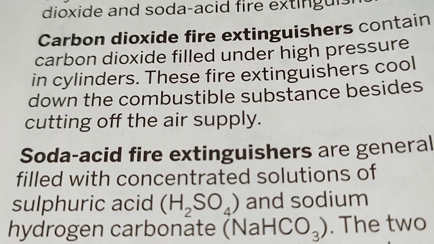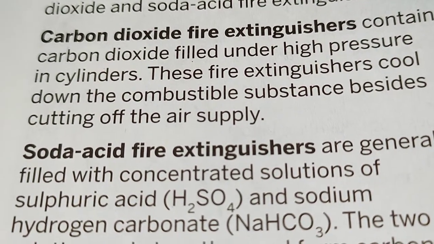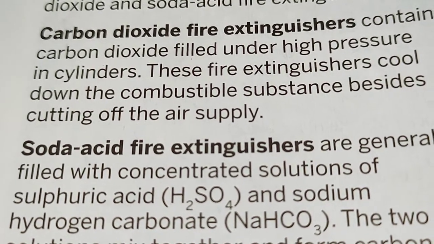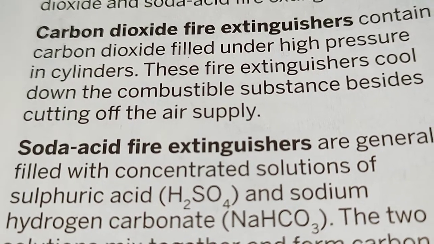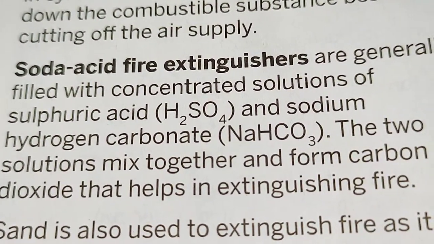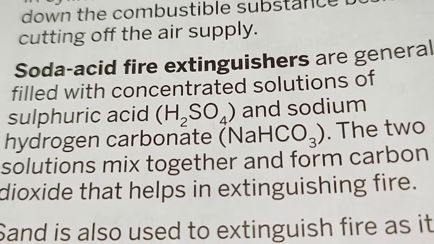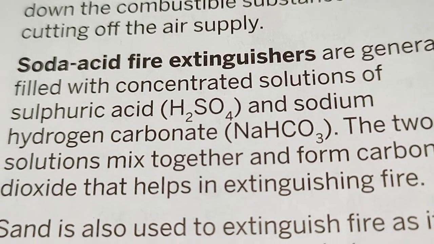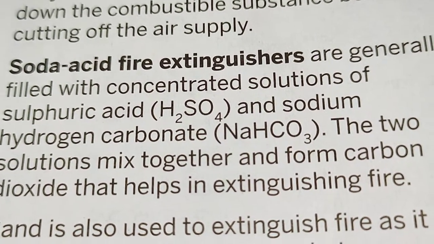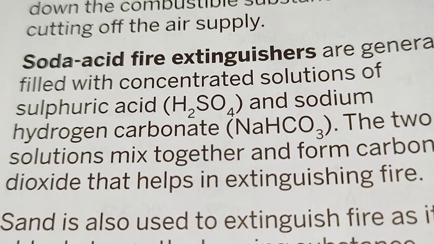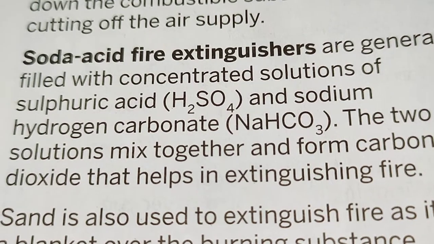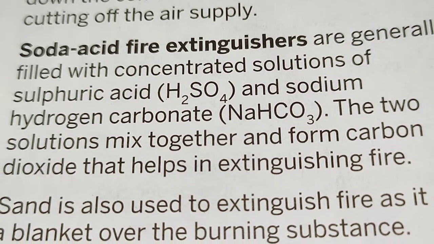Carbon dioxide fire extinguisher contains carbon dioxide filled under high pressure in the cylinders. These fire extinguishers cool down the combustible substance besides cutting off the air supply. Whereas soda acid fire extinguishers are generally filled with concentrated solutions of H2SO4 and NaHCO3, that is sulfuric acid and sodium hydrogen carbonate, or commonly called sodium bicarbonate. These two solutions mix together inside the extinguisher and form carbon dioxide that helps in extinguishing fire.